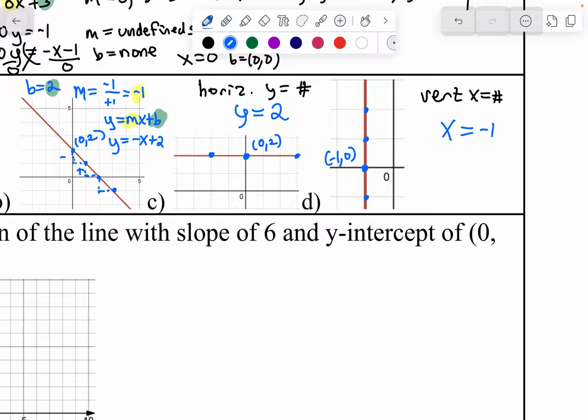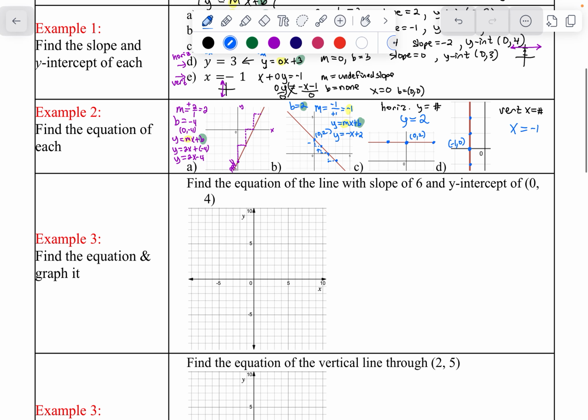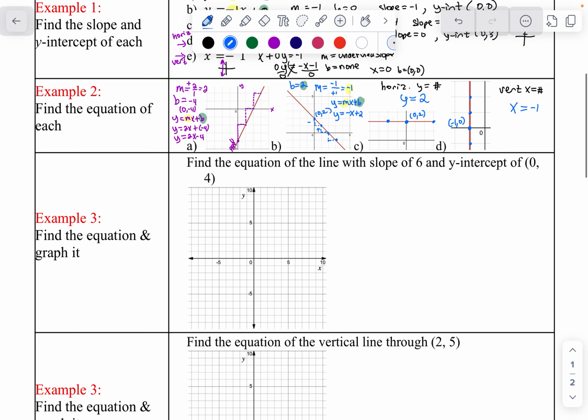So it's really great to find an equation of a horizontal or vertical line. You just have to remember, is my y stuck somewhere or is my x stuck somewhere? Horizontal line, it's y equals a number. Vertical line is x equals a number. Okay. And then we have 2 more examples to go.